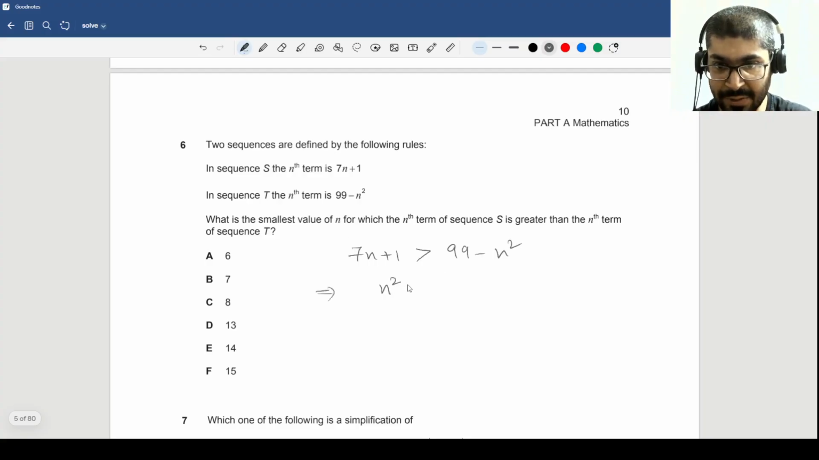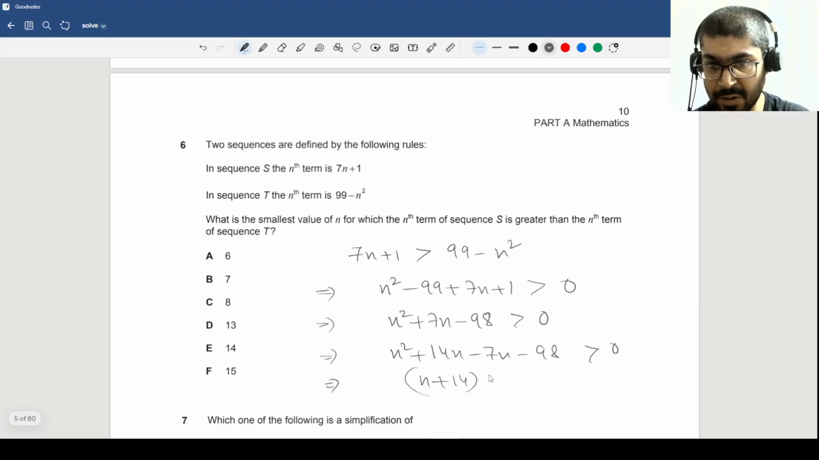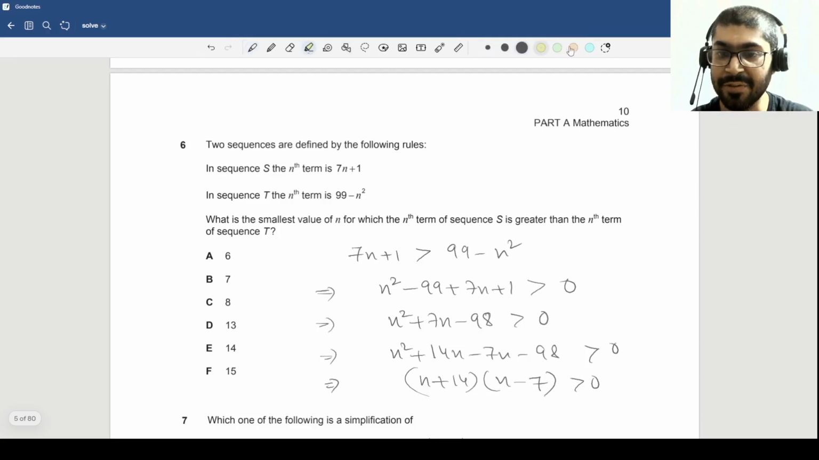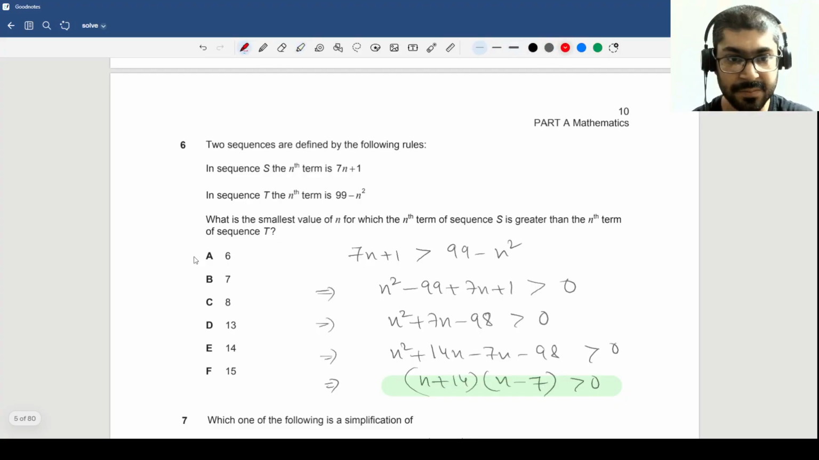So let us shift this. If I shift it to the left, I'll get n square minus 99 plus 7n plus 1 greater than 0. So that makes it n square plus 7n minus 98 greater than 0. This is factorizable, 14 and 7. So n square plus 14n minus 7n minus 98 greater than 0. So this is basically n plus 14 into n minus 7 greater than 0. Of course you will not have n equal to minus 14 as the answer, because that is not possible. So n equal to 7 will be the answer. That is option B. Or did I mark option C?